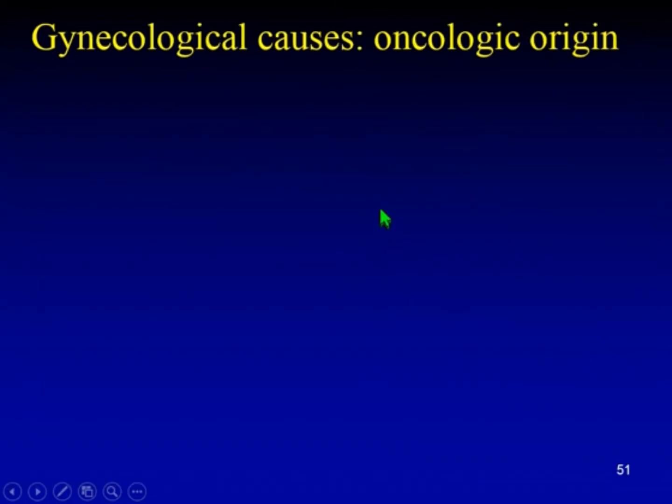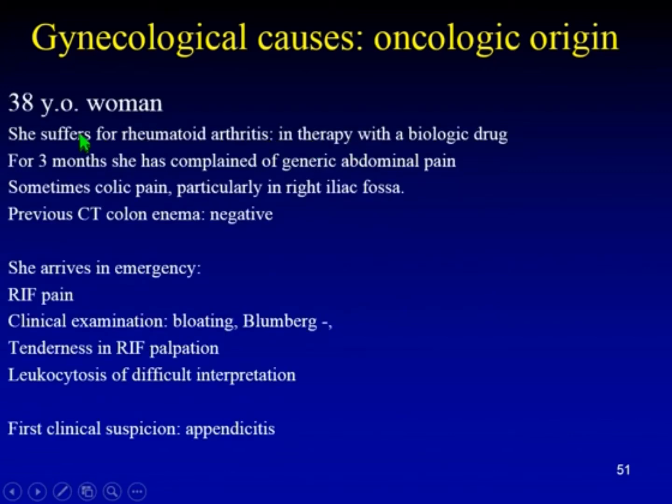Gynecological causes sometimes of oncologic origin, sadly. This is a very difficult case of a woman who arrived in emergency, and I was on duty. I remember she suffered from rheumatoid arthritis. Briefly, she was in therapy, and her family physician suspected something of appendicular origin. She had a negative CT colon enema. In emergency, we had a suspected situation of appendicitis.